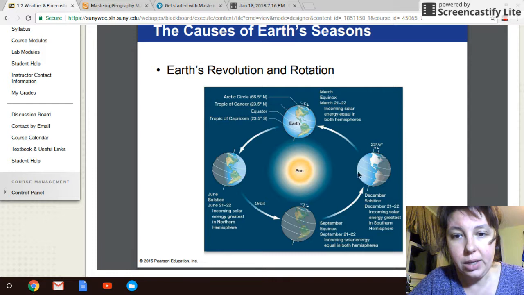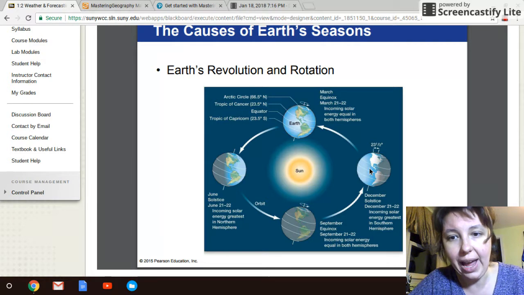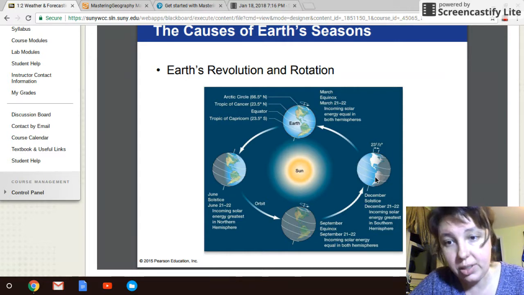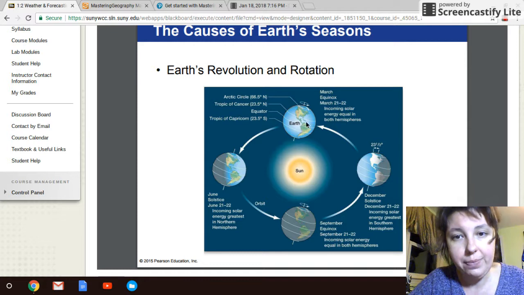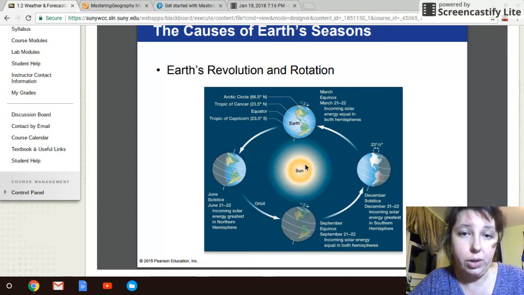On the other hand, when the tilt is away in the northern hemisphere and towards the sunlight in the southern hemisphere, the sunlight is hitting most directly in the southern hemisphere, and that would give us our winter in the northern hemisphere and the southern hemisphere their summer. On the other hand, when the tilt doesn't matter, we are in our lovely fall and spring seasons, and they are known as our equinoxes.